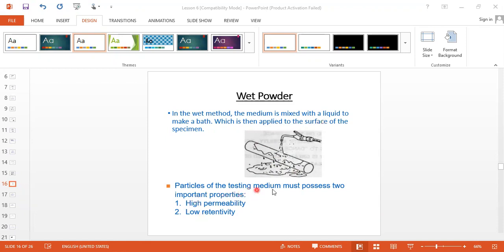Now, particles of the testing media must possess two important properties. One is high permeability and low retentivity. Means whatever particles we are using there, that particle should possess high permeability. Why is high permeability necessary? Because while current is going on, when magnetization is going on, the permeability is high, then the particle will easily be attracted towards the crack. And low retentivity is necessary, because once your current is stopped, if retentivity is low, the particle will not stick on the job. That's why low retentivity is necessary.